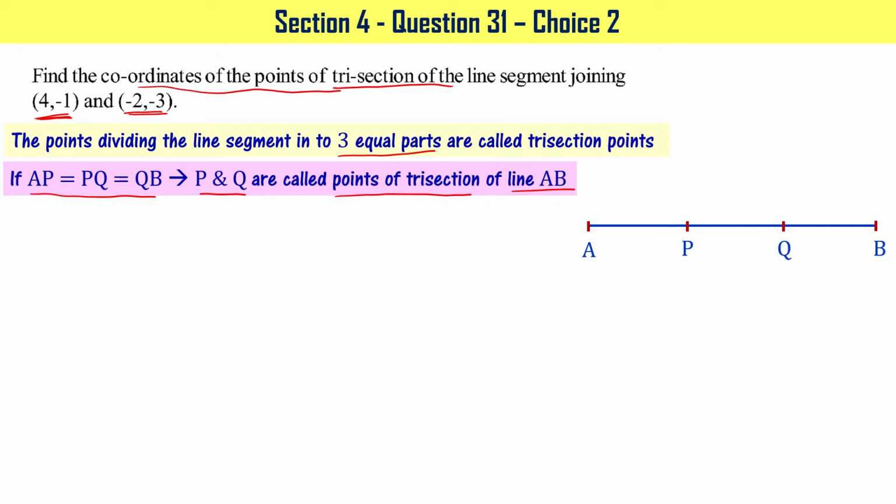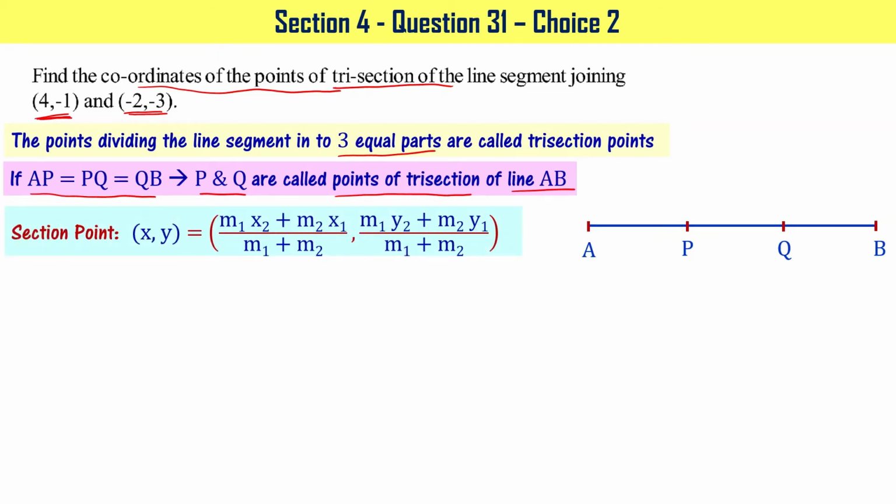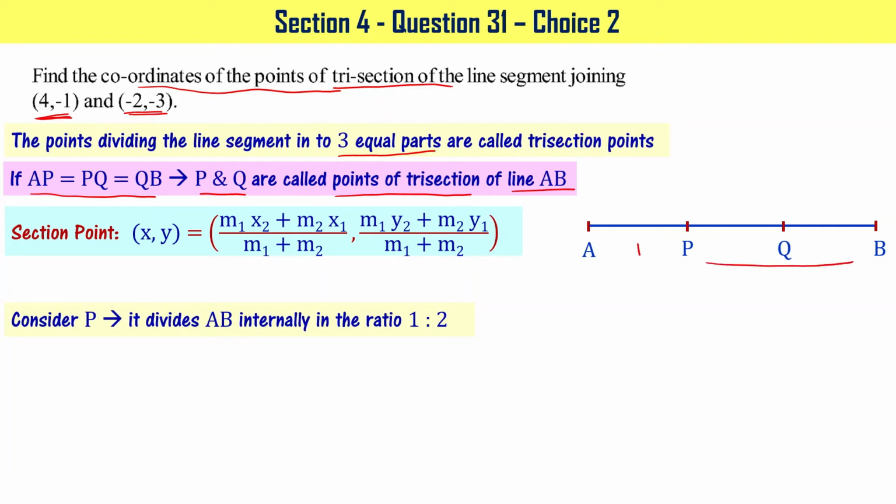so that we will be in a position to answer the coordinates of the points of trisection of the line. For doing this, in coordinate geometry, we know the section point formula, that is given as x comma y equal to m1 x2 plus m2 x1 divided by m1 plus m2, comma m1 y2 plus m2 y1 divided by m1 plus m2, right? Now let us consider point P. It is dividing AB into two parts, right? AP is of length 1, let's say, then PB is going to be of length 2. That's why m1 is to m2 is going to be 1 is to 2.